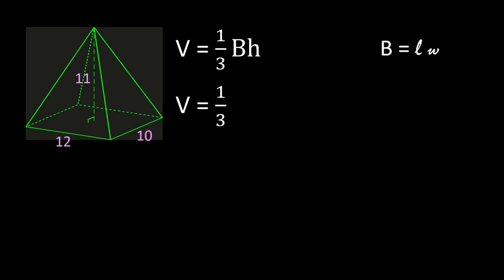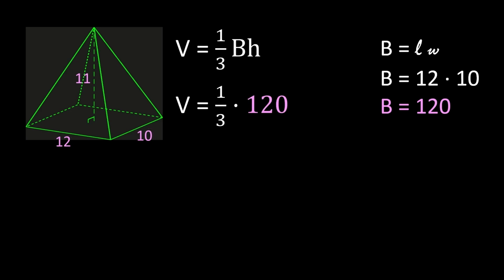So we'll take the length of the base, which is 12, and we'll substitute it for L in our formula. Then we'll take the width of the base, which is 10. So we're taking the length and the width of that rectangular base. And so that width of 10 will substitute for W in the formula. So we get an area of the base is equal to 12 times 10, which is 120. And then I'll take that 120 and I'll substitute it for the capital B in my formula.